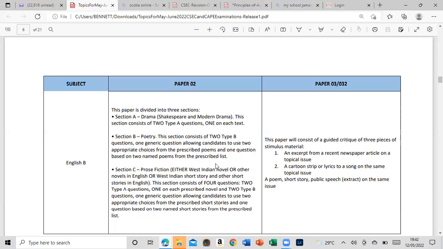All right, so this paper 2, paper 3, and paper 3-2, this consists of guided critique, 3 critiques of stimulus material, an excerpt from a recent newspaper article on a topical issue, a cartoon strip or lyrics to a song on the same topical issue. And a poem, short story, public speech extract on the same issue.